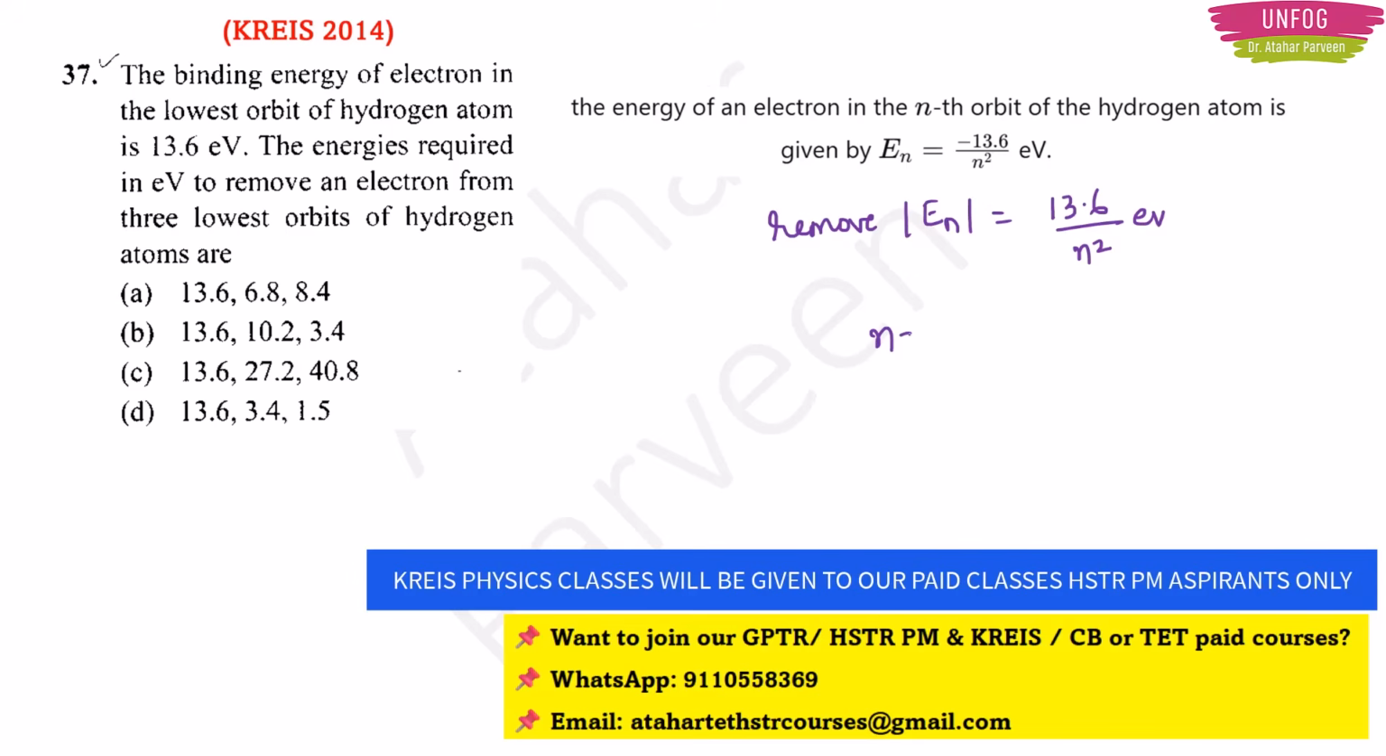Now here, put n = 1 and find En. I mean, you have to find E1. Then again put n = 2 and find E2. Then put n = 3 and find E3. Okay, if you do those calculations, the answer you will get is option 4. The negative sign will go and you will get these 3 numbers for the 3 lowest orbits. Okay, clear, right?